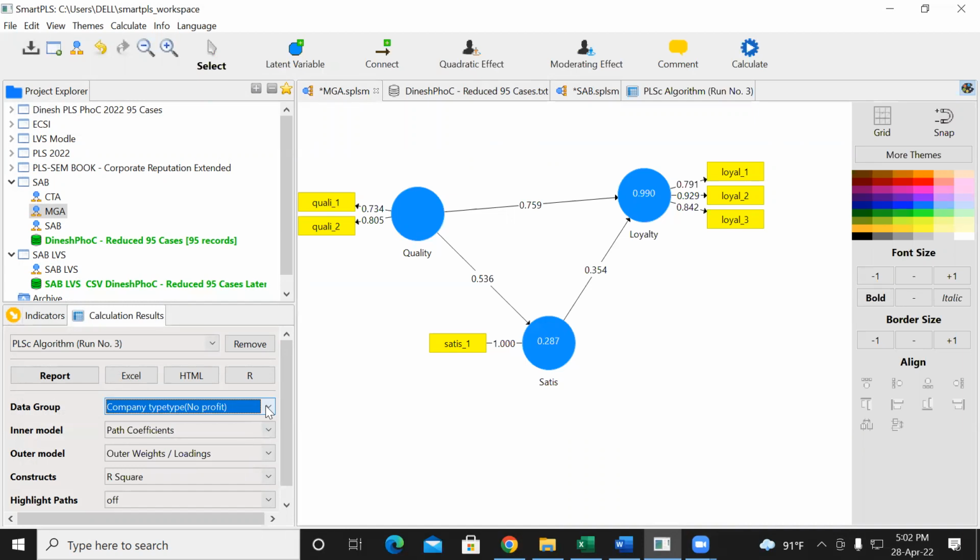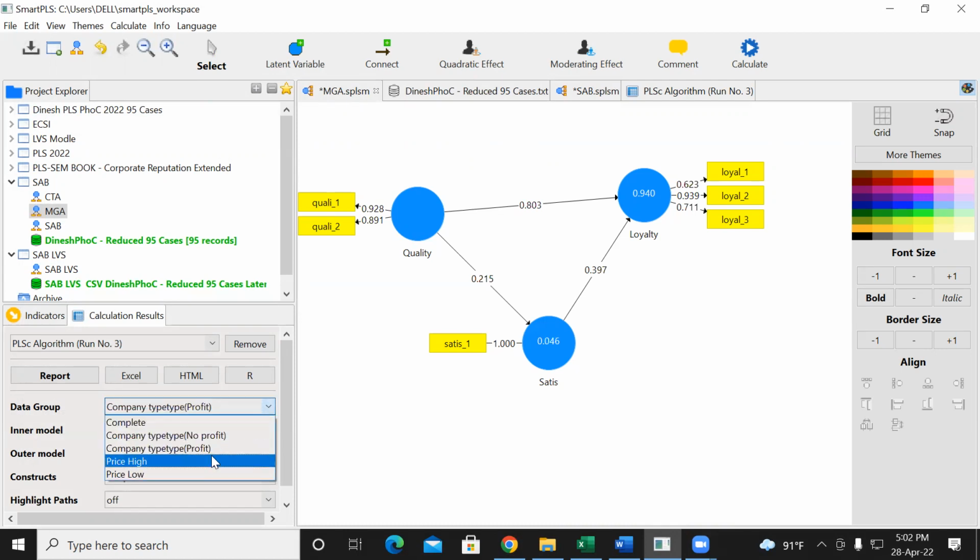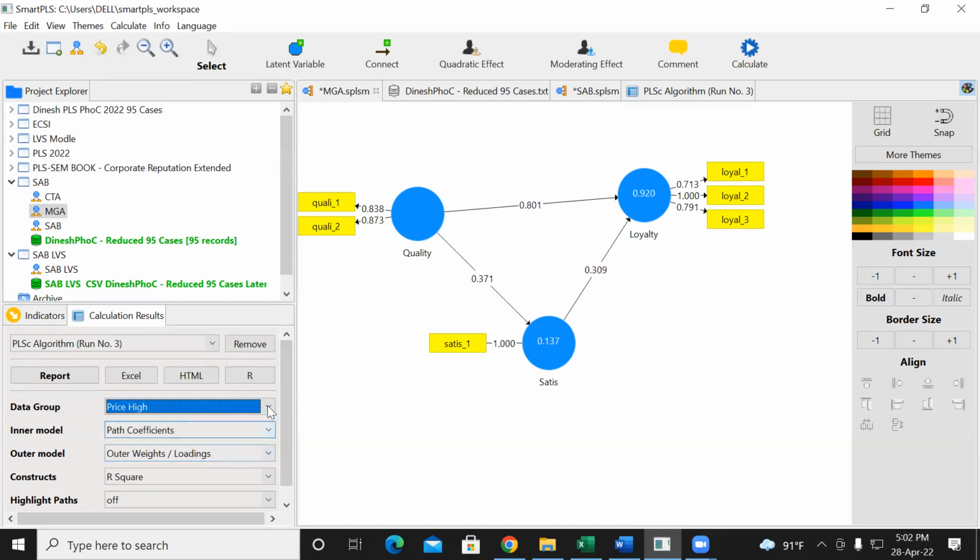For subgroup, path coefficients are calculated. Now I select profit. You can see path values are getting changed. I select high price, different values are coming. Only for that subsample, right? Subgroup. Price low, you can see different values are coming. As you want, you can get the pictures and report, right? At different group level, what's the impact of different variables, even the moderation also.